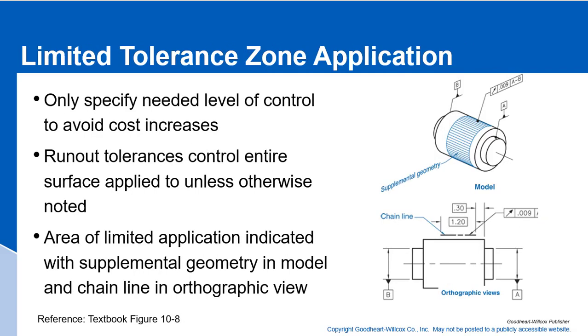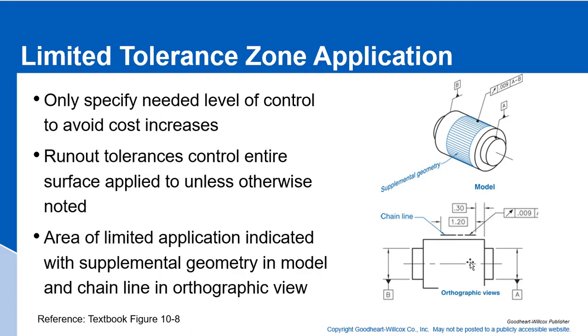Now, here's how we would go about limiting the tolerance zone application. Let's say we had this cylinder over here. We have this common datum, datum B and datum A. We're going to use those together to form a common datum reference between those two datums. But we only really need our runout tolerance to be applicable over this certain distance here.